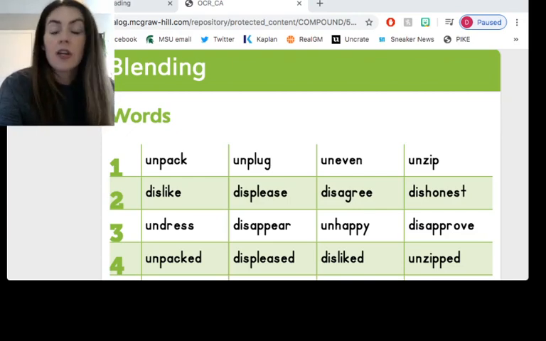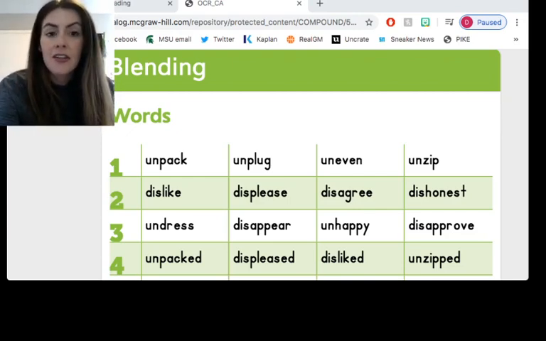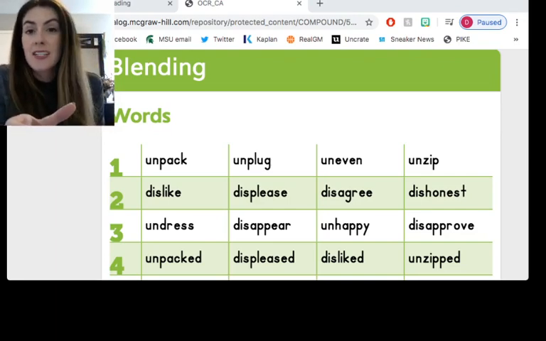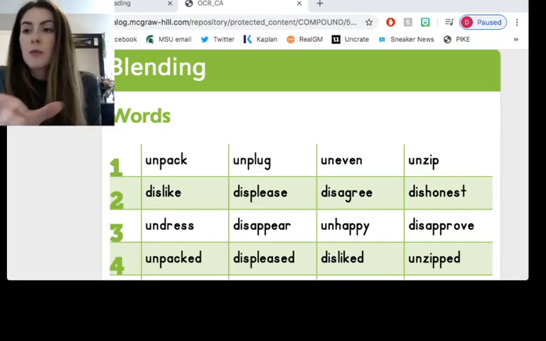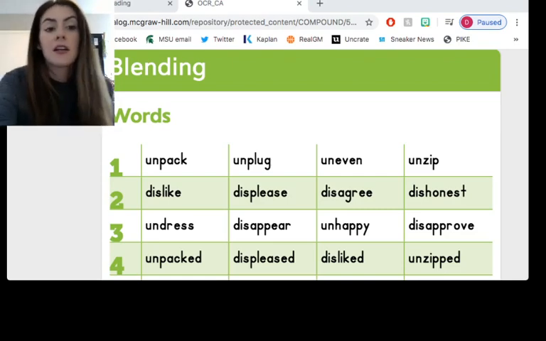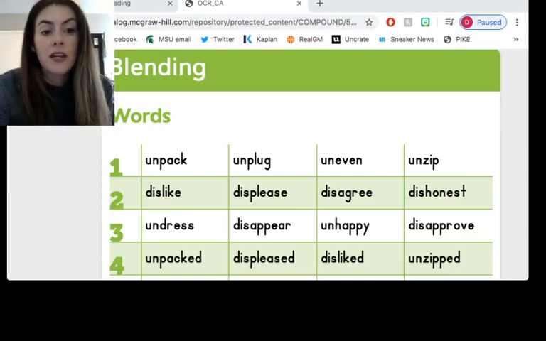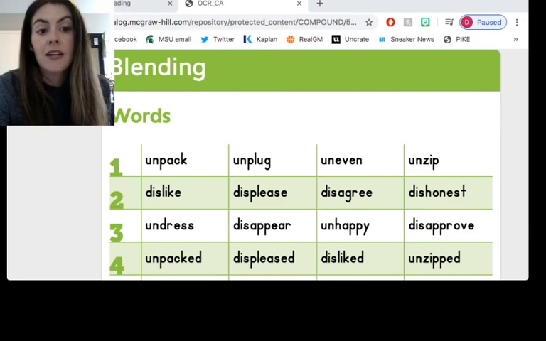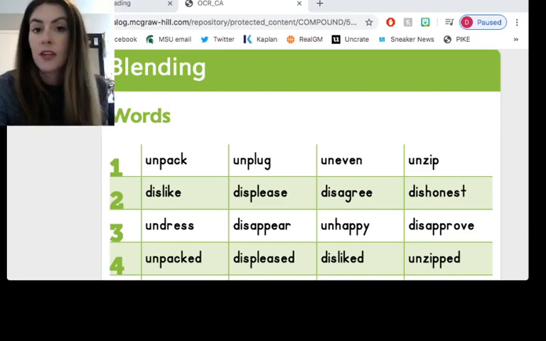Let's stretch together. We can just put that D-I-S together, dis, and use it as a word chunk, dis. Dis is not a word on its own, but we can pull out those 3 sounds in each word and make it easier for us to blend. Let's go ahead and do that with the first word on line 2. Dis, dislike, dislike. Nice job.